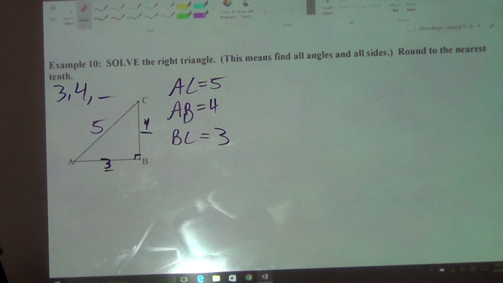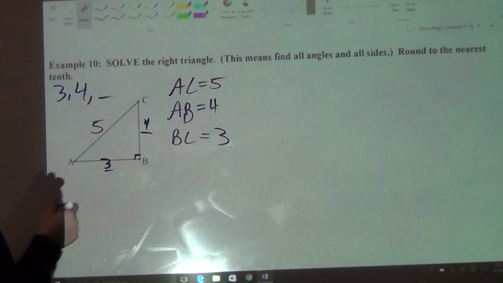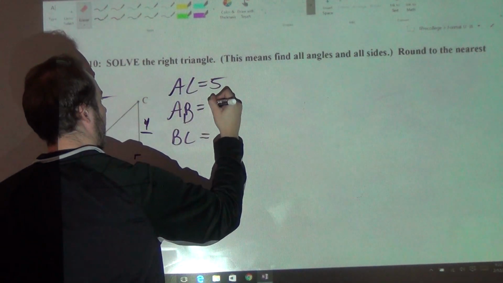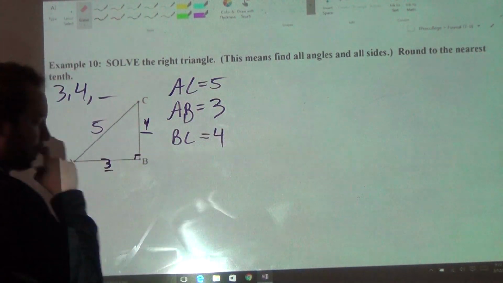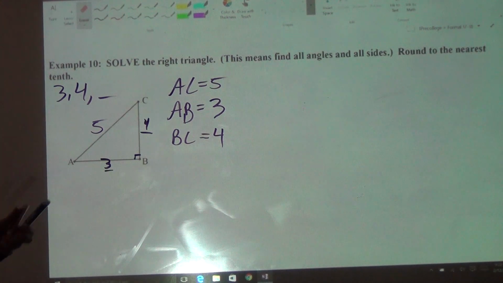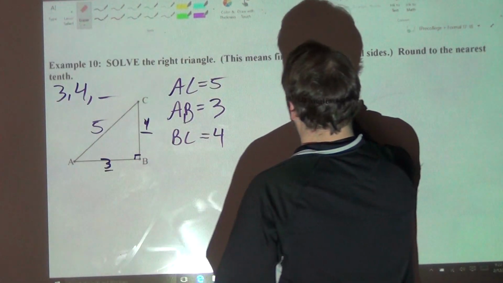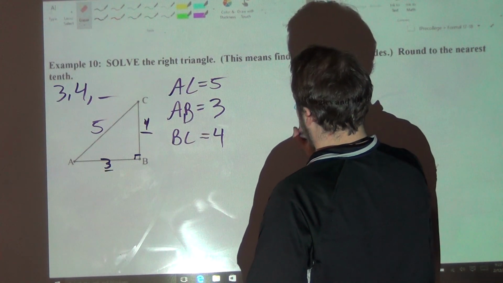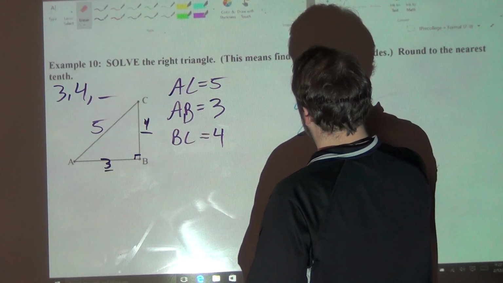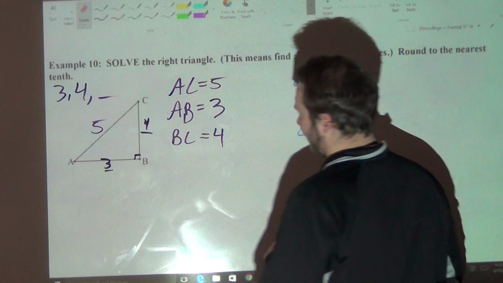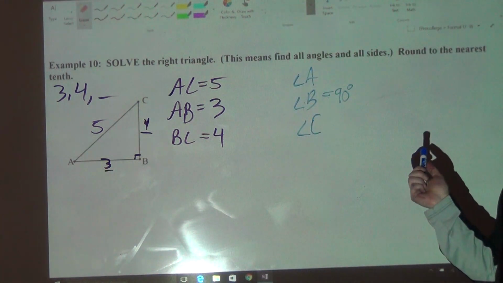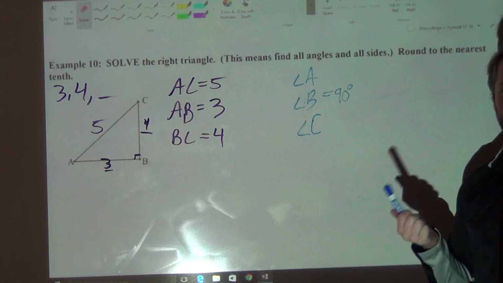Okay, now I've got to tell me what all of my angles are. Did I make a mistake? Yeah, other way around. Other way around, thanks. 3 and 4. Okay. Now, which of the angles do I know? Go ahead and tell me. B. Angle B is 90. That's the right angle. So obviously my task is to go find angle A and angle C.